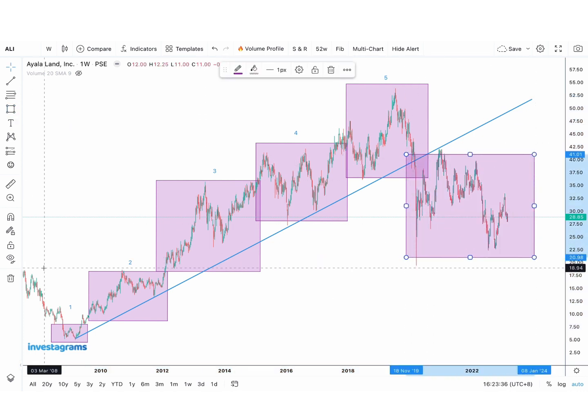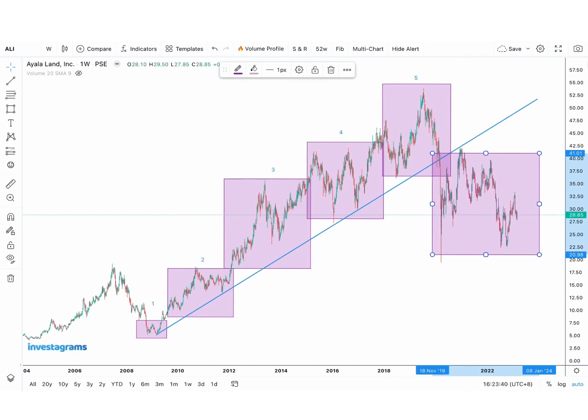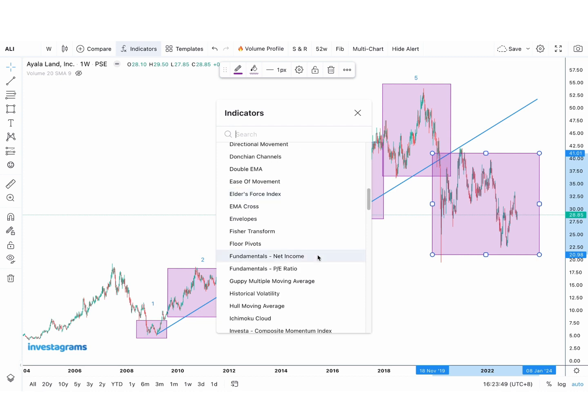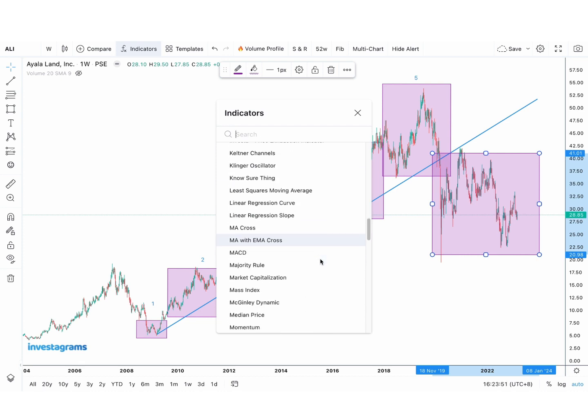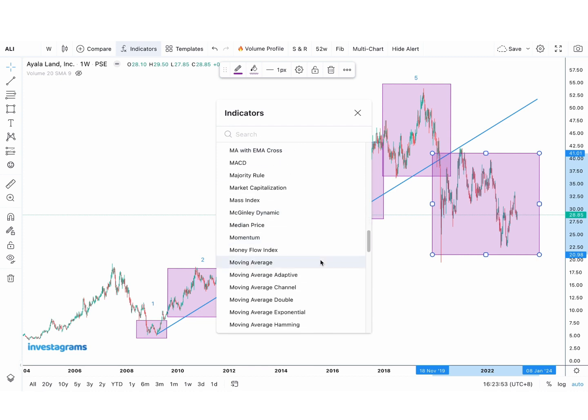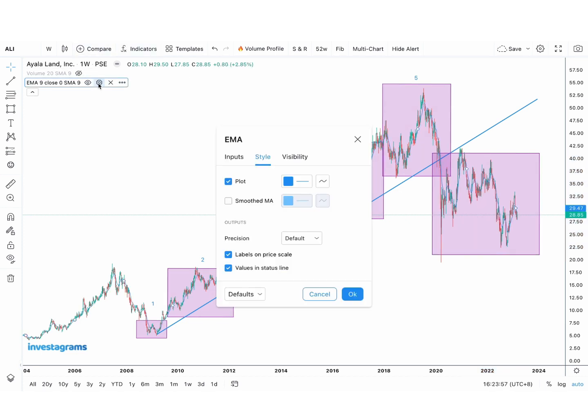This is the uptrend line which Ayala Land broke and already formed another base on the way down. This is already base 2. The previous box is already considered base 1.